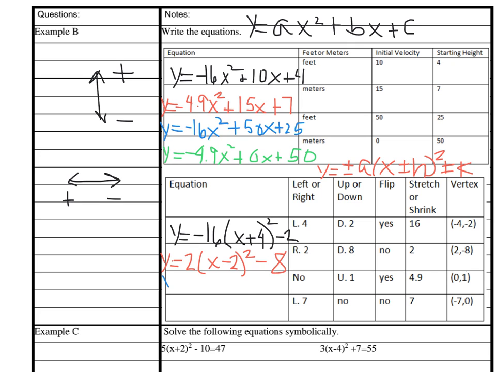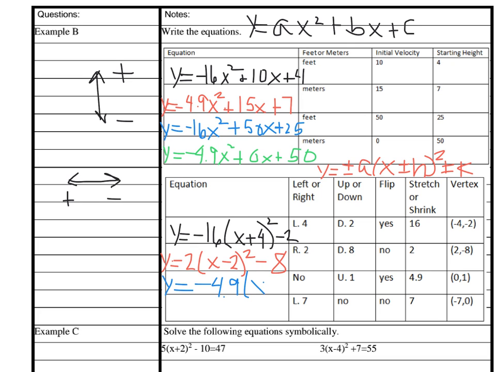Alright, next one, let's start out, see if it's got a flip. If we look, flip, it says yes, so we do want to have the negative out front. So negative, then we look at the a value, which is our stretch or shrink, stretch of 4.9, so we can write that in.